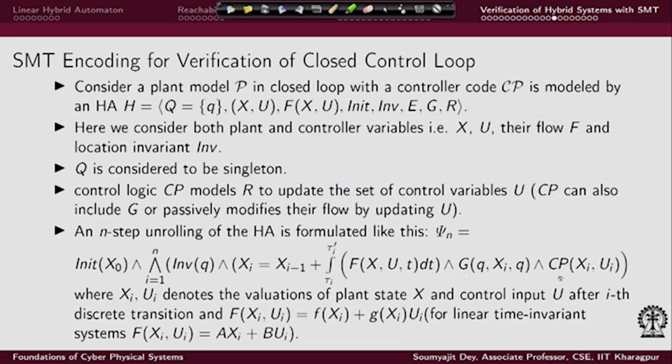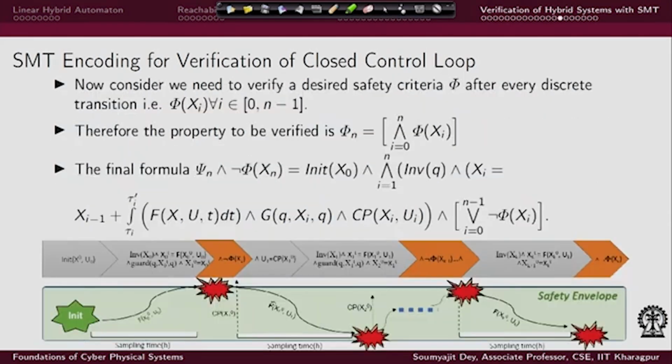Only thing that we are doing is, here you see after the guard, okay, I missed the reset here, the reset should also be there, the hybrid automata's own resets, and along with that you will have the control program, which is represented as a formula here, which will update the variables in U. Okay. So, with that you have a formula representation showing how, for a single mode hybrid automata for a plant and a controller together, a corresponding formula can be made.